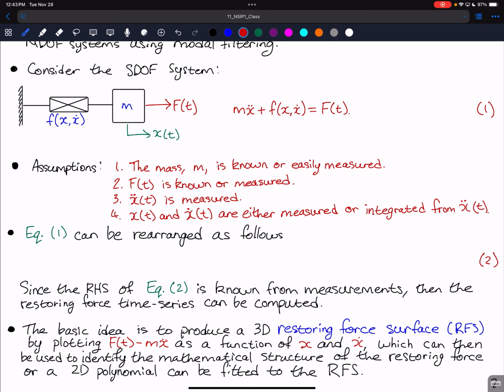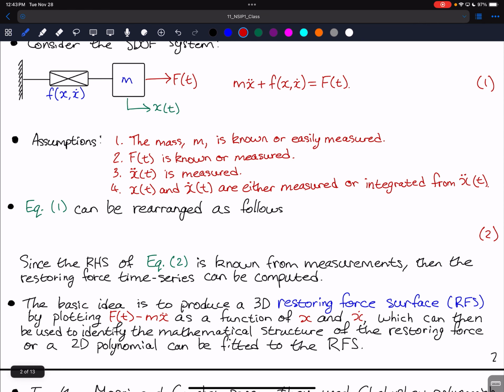All right, so given these assumptions, we can then go ahead and take equation 1 and rearrange it as follows. We're simply going to bring the mass times acceleration onto the other side, and then we'll get f of x comma x dot is then equal to f of t minus m times x double dot.